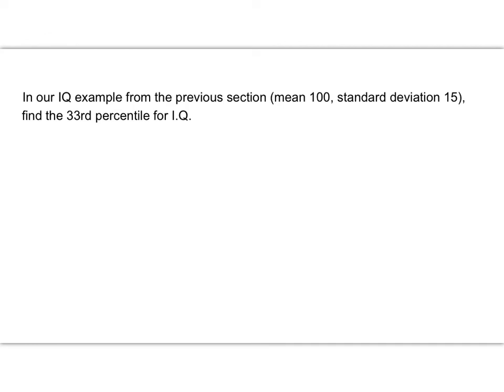Okay, so in our IQ example from the previous section, mean was 100, standard deviation was 15. Find the 33rd percentile for IQ. So percentile comes from the bottom part of the curve, left to right, not the top 10%, not the 33rd percent, but the 33rd percentile. So that's going to be from left to right. It's important that you learn the language. Our mean is 100 and our standard deviation is 15.